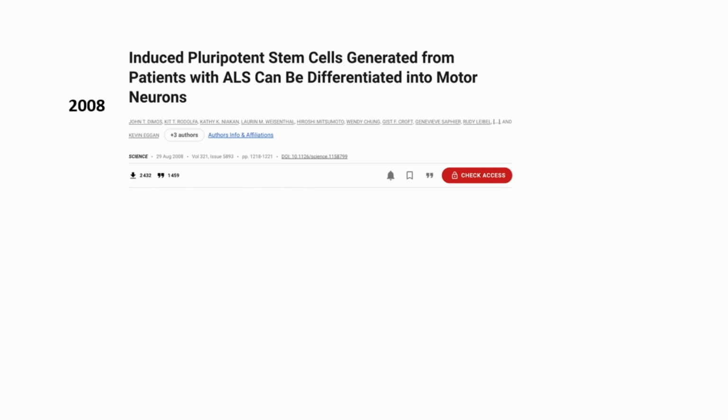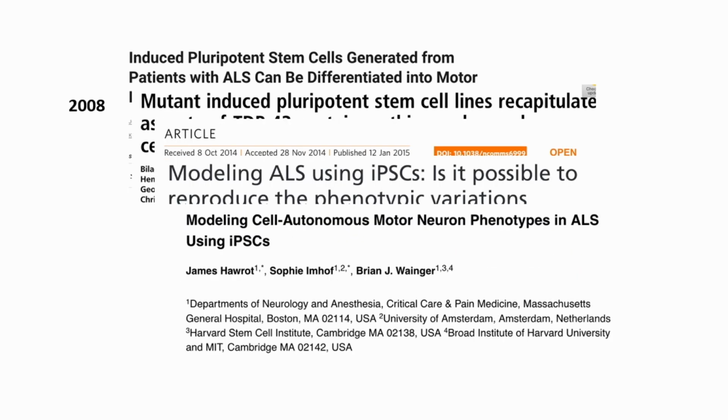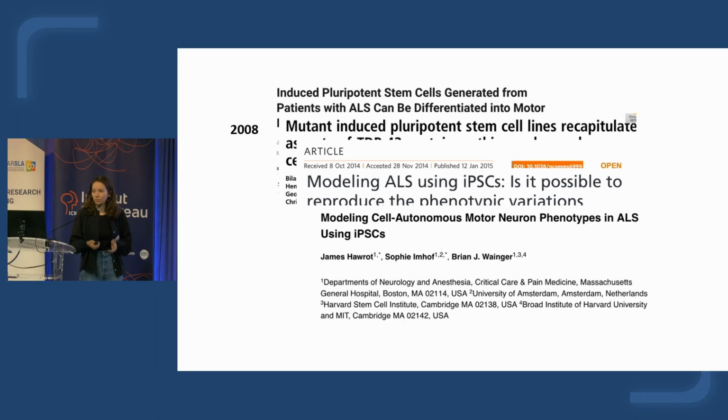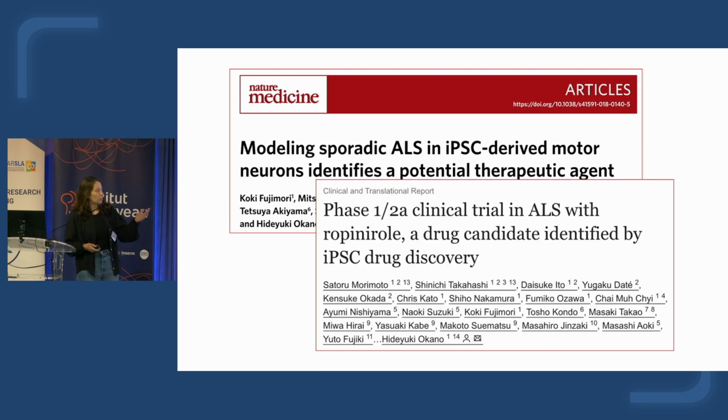That was a big deal, because since then there have been, don't worry, I'm not going to put them all here, more than 500 papers that have done ALS modeling on iPS-derived motor neurons, and more than 50 different reviews. This has led to the Japanese team doing drug screening on these iPS-derived motor neurons and detecting a potential therapeutic agent, ropinirole, that was later brought to a phase 1/2 clinical trial. So we have used this model in the ALS field.